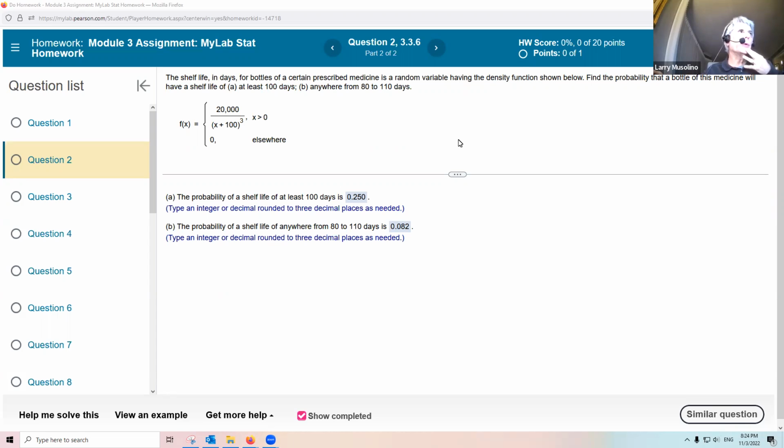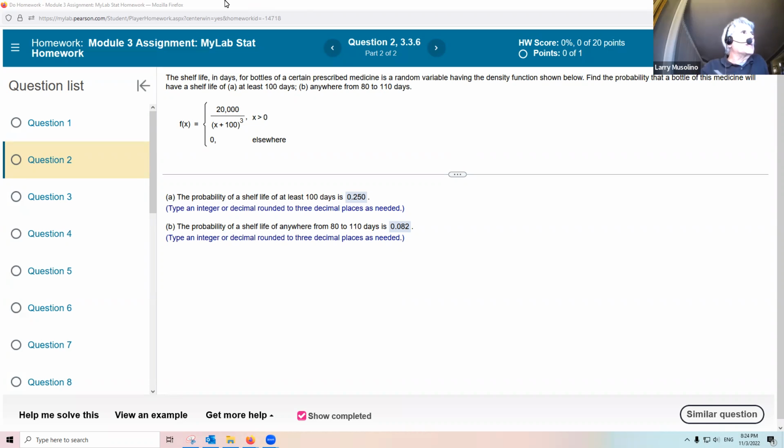I wanted to do a few of the MyLab homework problems to help you get started. In particular, I want to do a few examples that involve some integration methods, because you may be a little rusty on integration, maybe you haven't taken a calculus course in a while. So let's do a few examples here.